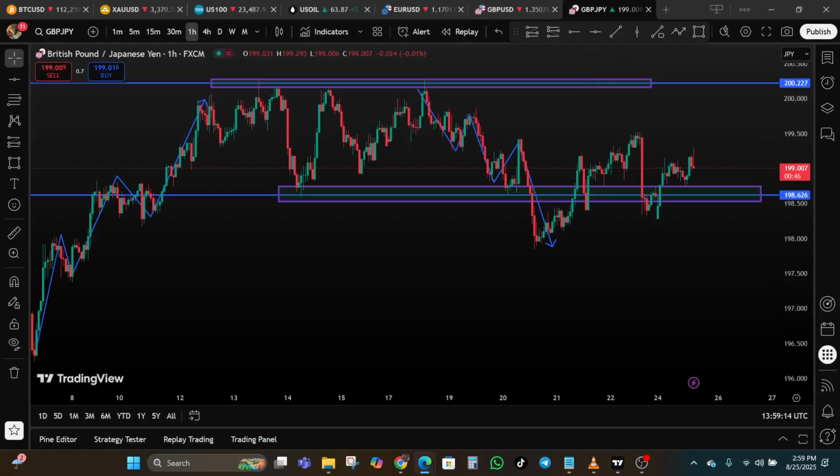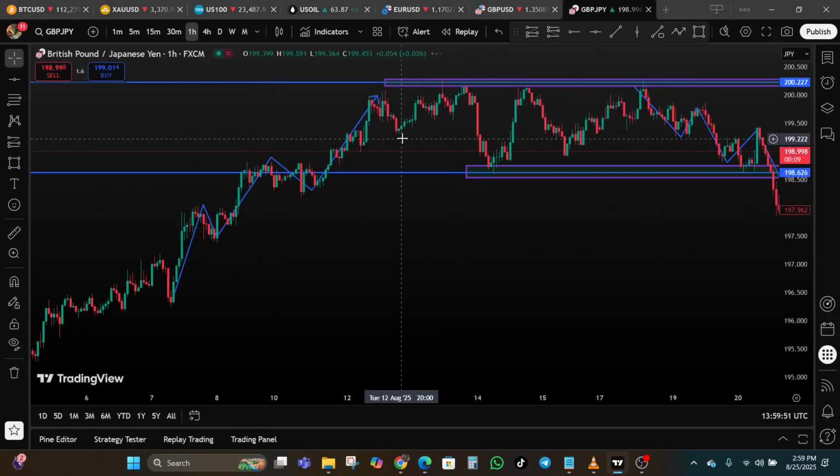Now let us talk about entries and exits. The beauty of the H1 trading strategy is that you don't need to rush. When price approaches a support or a resistance zone, you just wait for confirmation. This could be a candlestick pattern, like a rejection wick, an engulfing candle, or simply a shift in structure.